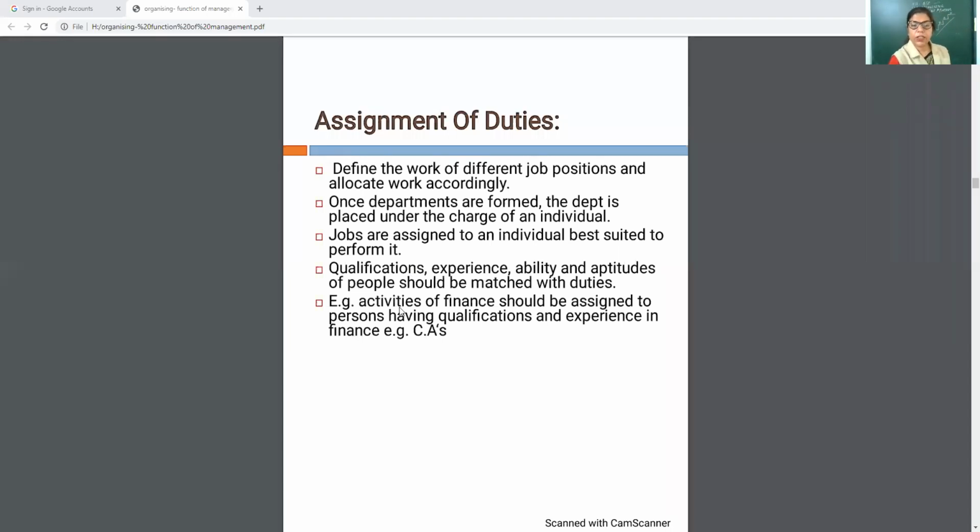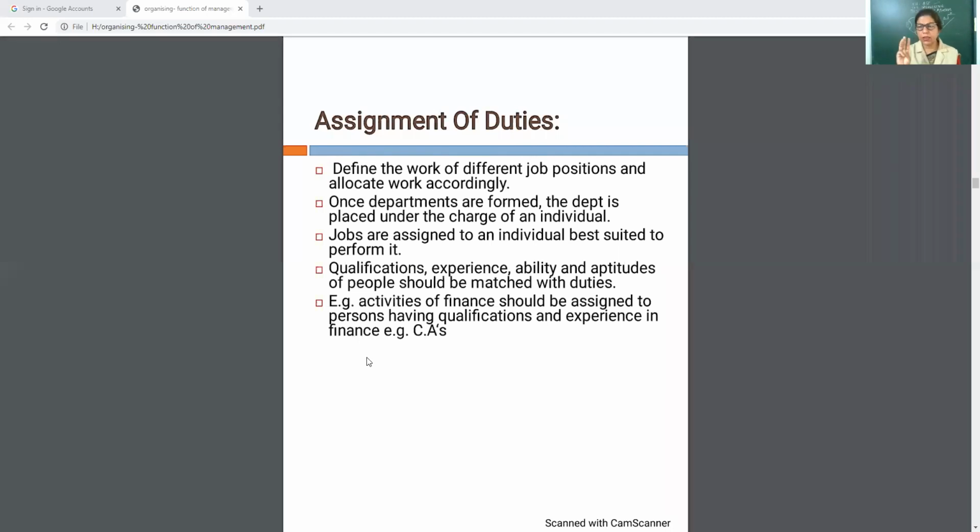Now, activities of finance should be assigned to a person having qualification and experience in finance. Just now I gave you the example. Now, the gardener is doing his work, the teacher is doing her work. The assignment of duties generally.